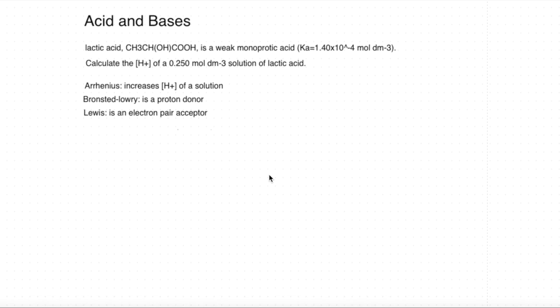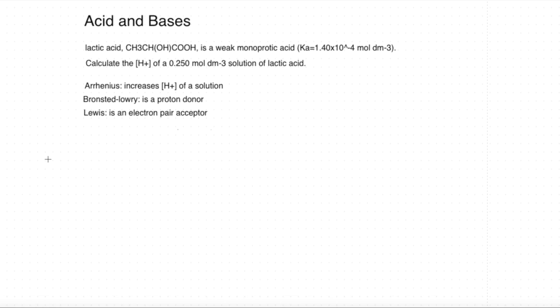Just to name some acids, we have hydrochloric acid, sulfuric acid, ethanoic acid, which is also known as vinegar in the kitchen. We can drink vinegar, right? But if we try to drink hydrochloric acid, that's not going to go down so well. Why? Because hydrochloric acid is a strong acid. So let's look at what a strong acid is.